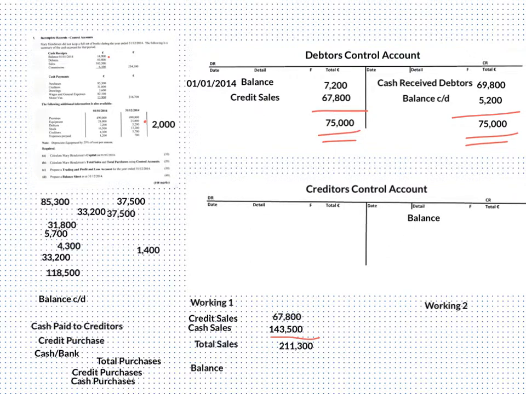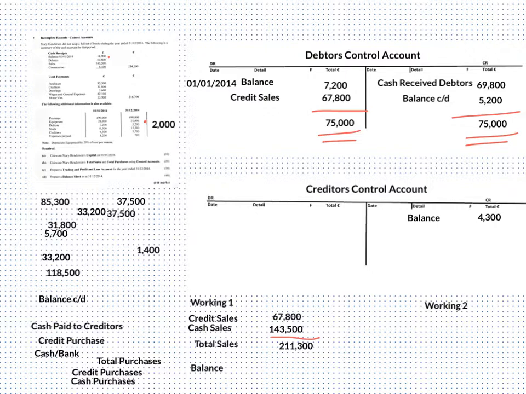If you owe money to them, it's going to be on the credit side. So the opening balance for the creditor's control account, we can see down here, is 4,300. So I have 4,300 here, and I'm just going to bring that across. So there's the start. We always start with the opening balance.